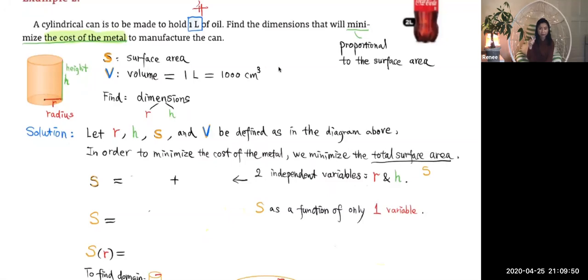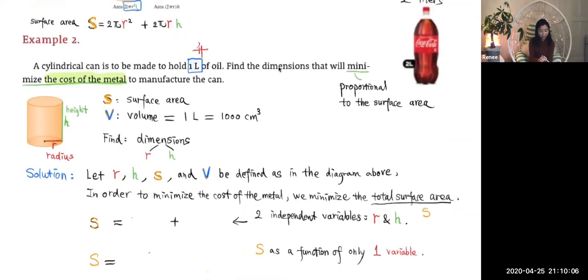The second step is E, the equation. The surface area is the one that we try to minimize, so we want to put it on the left side and express it in terms of the other variables. We already have this formula: surface area equals 2 pi r squared plus 2 pi r h. So we're just going to write that down.